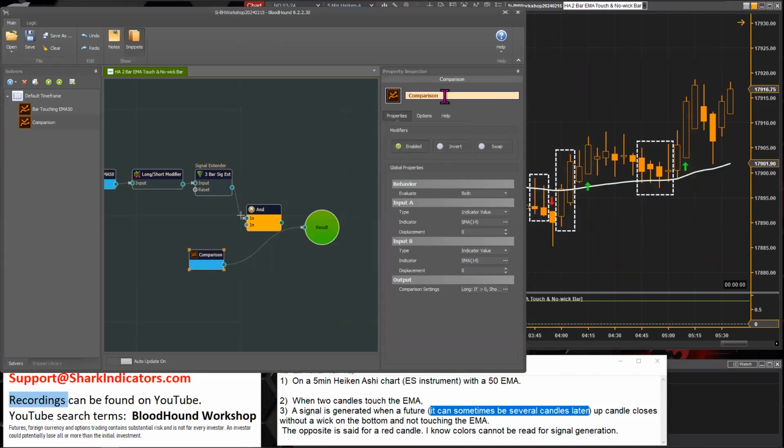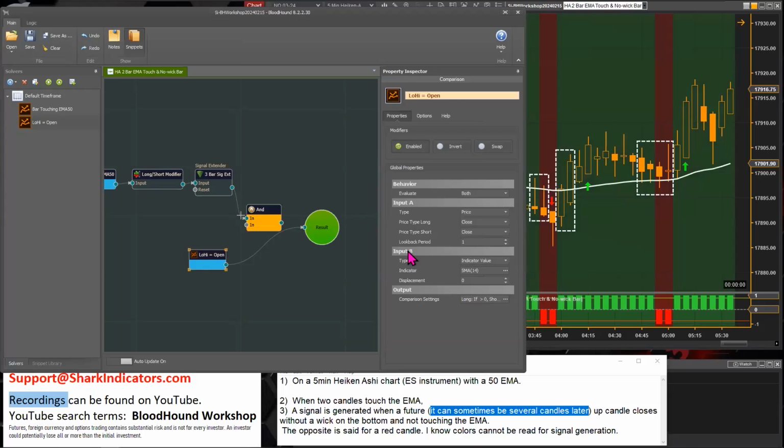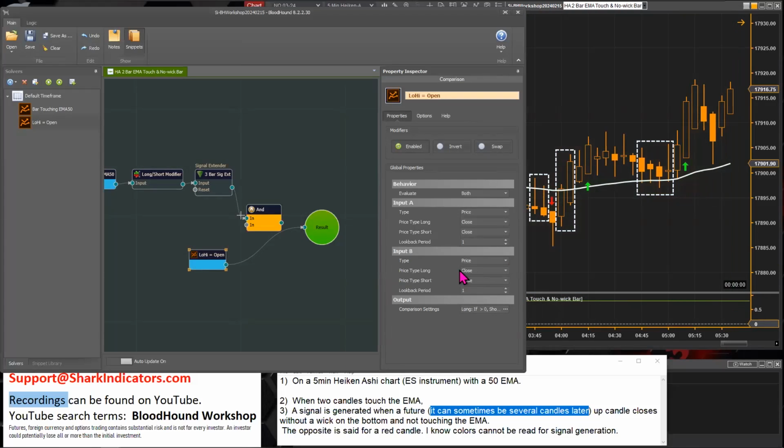So let's compare the open. Let's see. So we want to know if the open equals, or actually, let's do this the other way around. Let's see if the low, right? So for a long signal, if the low equals the open, or for a short output, if the high equals the open. All right. So input A is going to be bar prices. Input B is also going to be bar prices.